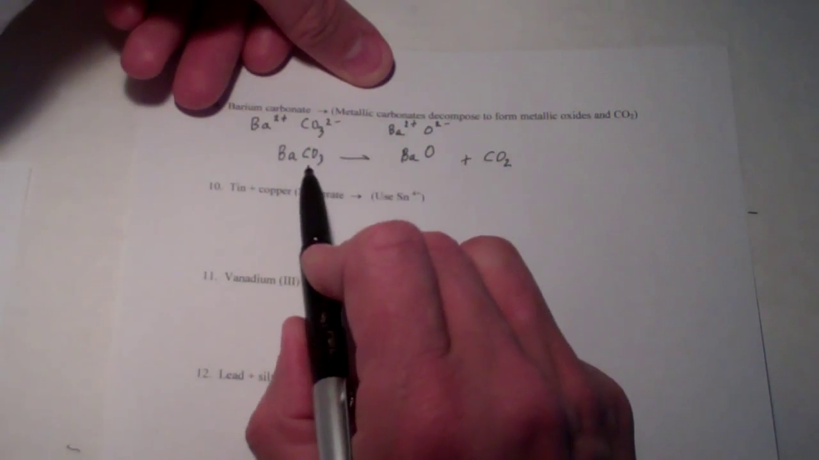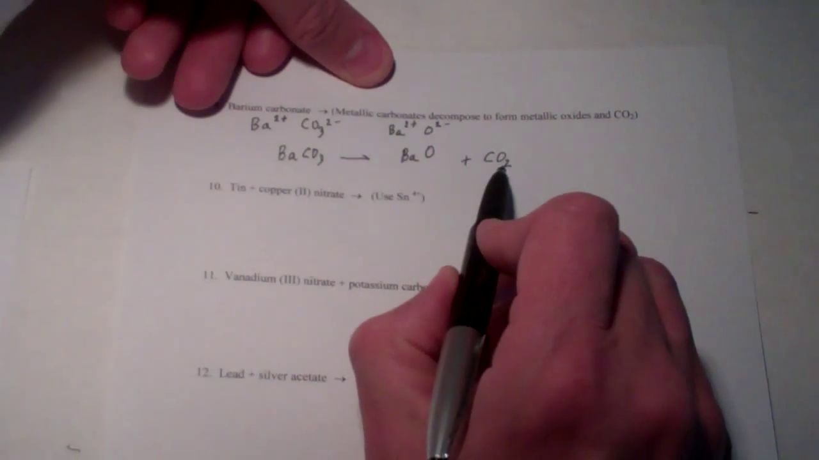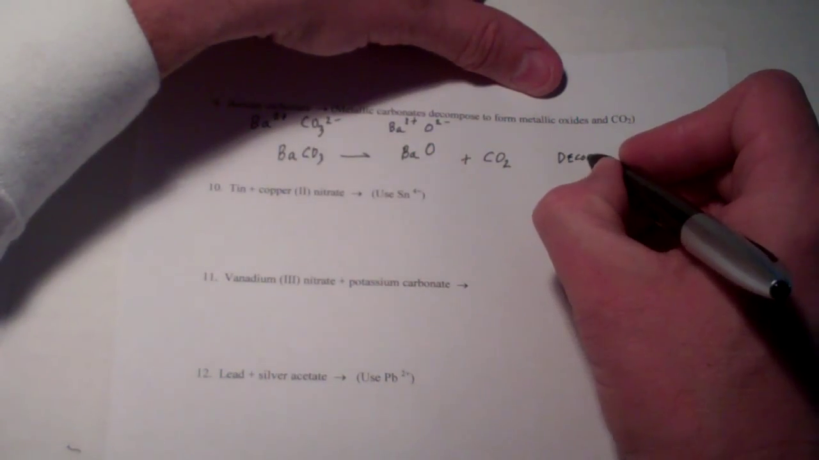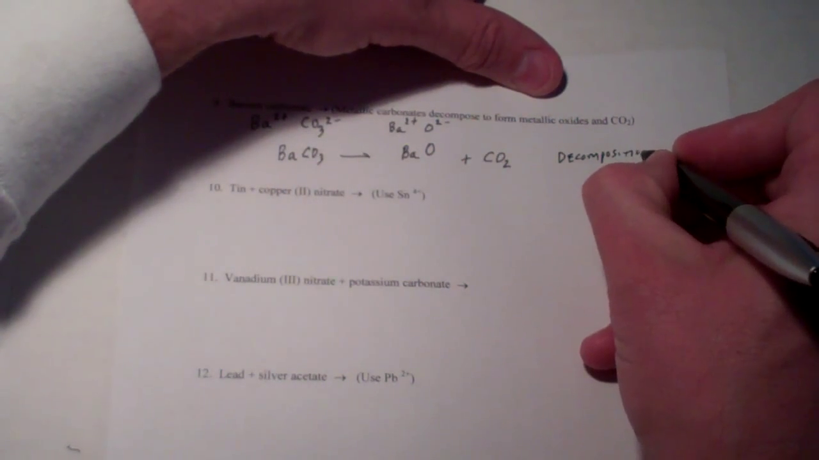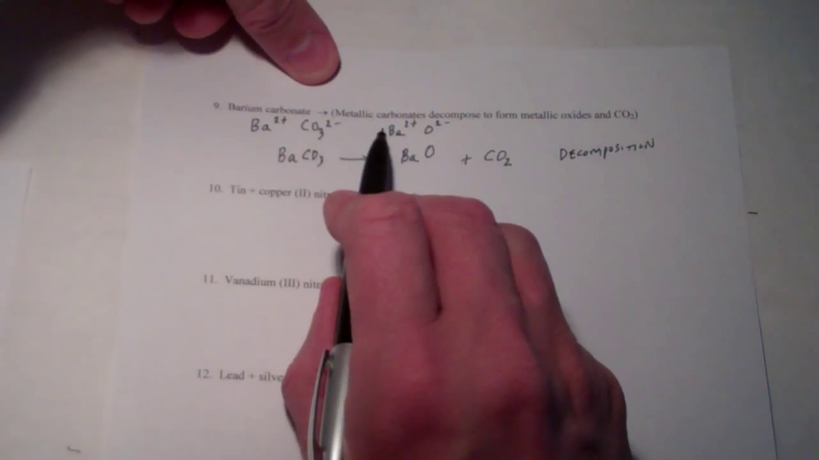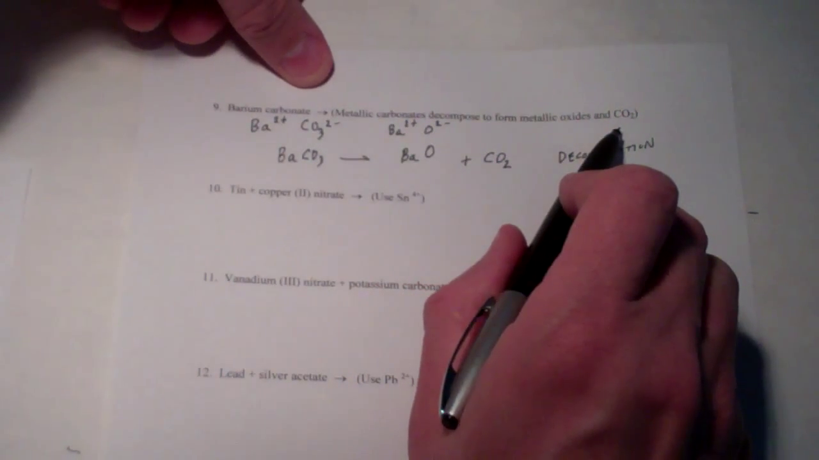Now, this one is pretty easily balanced. 1 barium on both sides, 1 carbon on both sides, and 3 oxygens here. 1 plus 2 is 3 more. So this is an example of a decomposition reaction. Keeping in mind that metallic carbonates, when they are heated, will always decompose to form metallic oxides and carbon dioxide.